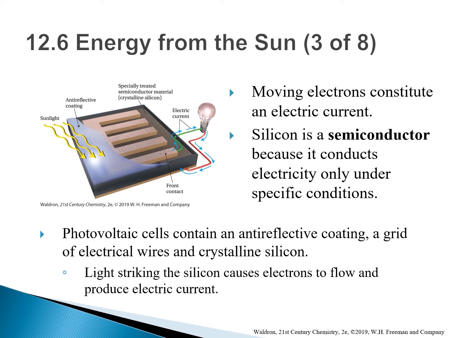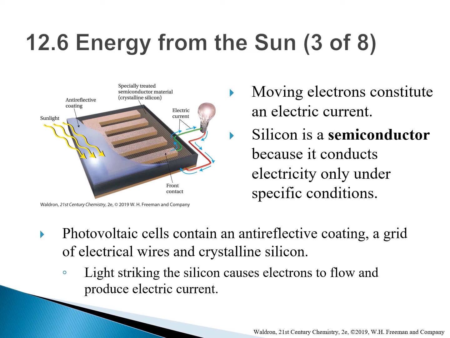As we learned earlier, moving electrons constitute an electric current. Thus, silicon is used in photovoltaic cells because it can conduct an electric current when light shines on it. We refer to silicon as a semiconductor because it conducts an electric current only under these specific conditions.